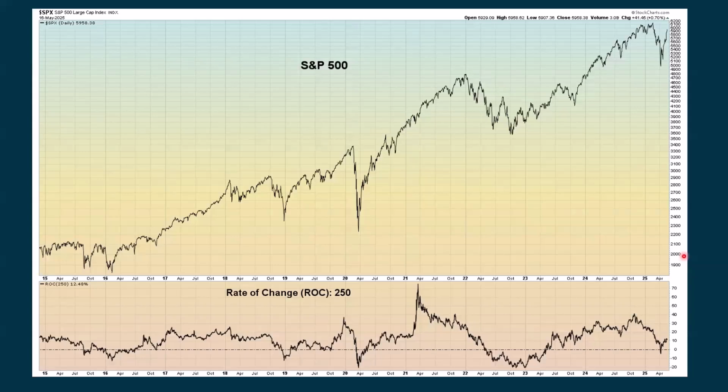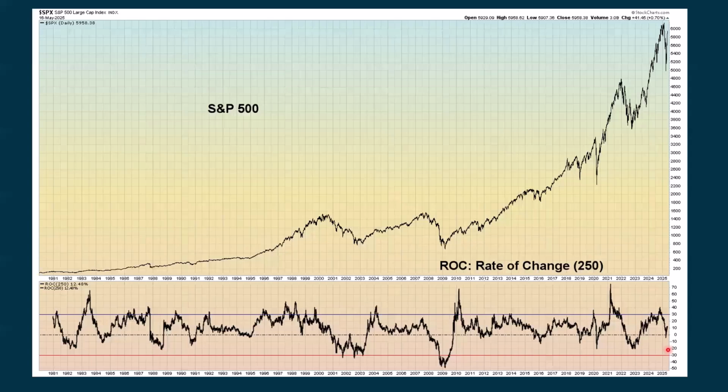These are long-term rate of change charts, two charts that show 250 periods where we actually dropped down below zero and we've been bouncing back up. So longer term, we're improving. And this goes back all the way to 1980. We also dropped down below the midpoint and we've been coming back up. This just shows some strength is coming back into the long-term trend.